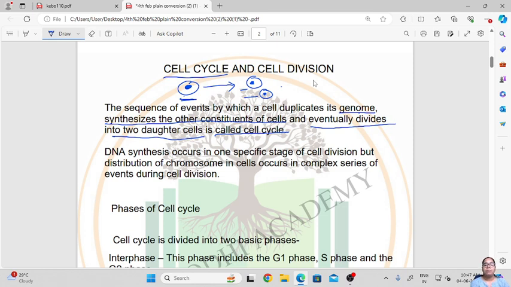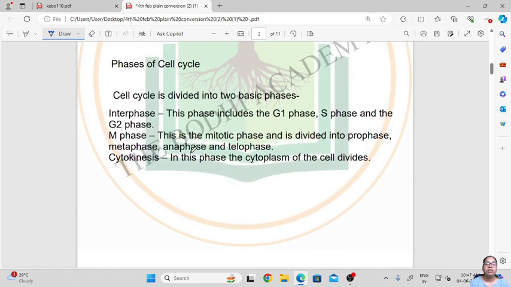So in this chapter what we will learn is how the cell will move from a single cell, how it will divide to form two or more cells, and we will study how this division is happening in the cell. DNA synthesis occurs in one specific stage of cell division, but distribution of chromosomes in the cell occurs in a complex series of events during cell division. So which are the phases of the cell cycle? Let us understand what are the stages the cell undergoes to form new cells.